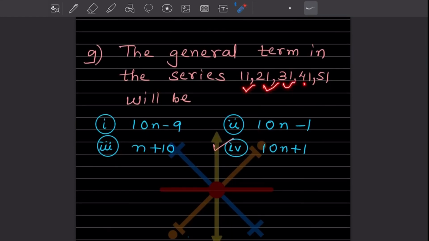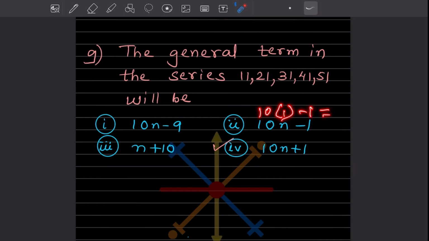These are the numbers given. Now they have given n, and they have asked for the terms. You can see n everywhere. So what are we going to do? For the first term, let us calculate. Wherever you see n, you are going to put 1. So 10 into 1 minus 9. So 10 minus 9 is going to be 1, isn't it? But this doesn't satisfy, this first number is 11. So this cannot be. Now let us go for 2. This is the second one. So 10 into 1 minus 1. So what is that?